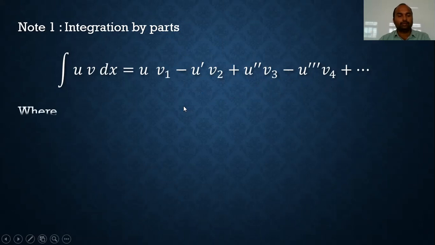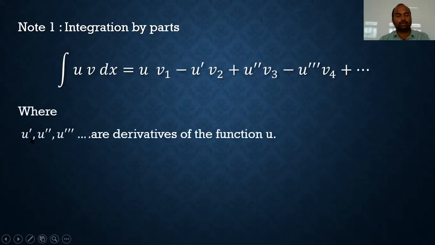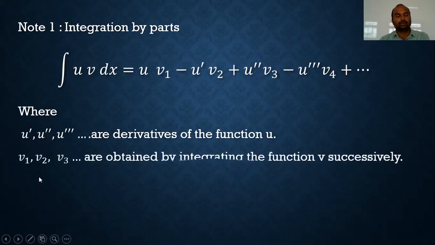Here, U dash, U double dash, U triple dash are the derivatives of the function U, which we treated as the first function. Similarly, V1, V2, V3 are obtained by integrating the function V successively. So this is the second function.